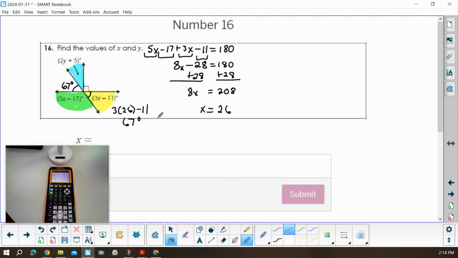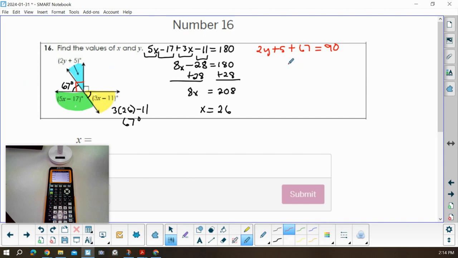We have something else in this picture that's going to be helpful. Do you see the little box right here? If this means 90, that means this side over here is also 90, which means these two together equal 90. So I could do 90 minus 67 to figure out what this equals, or I could just add these two together equals 90. That's what I'm going to do. 2y plus 5 plus the 67 equals 90, right? This one plus this one equals 90.